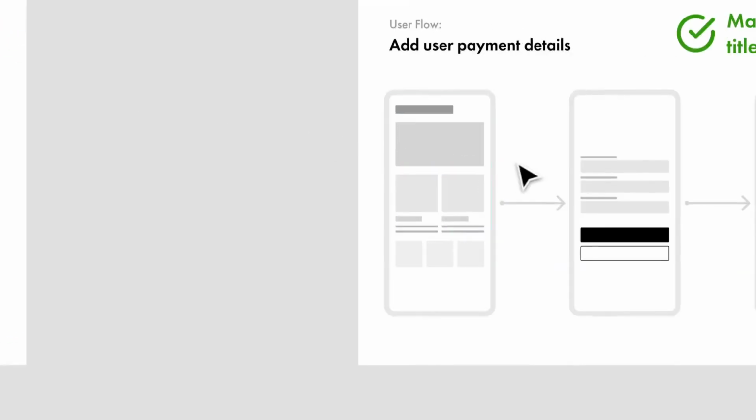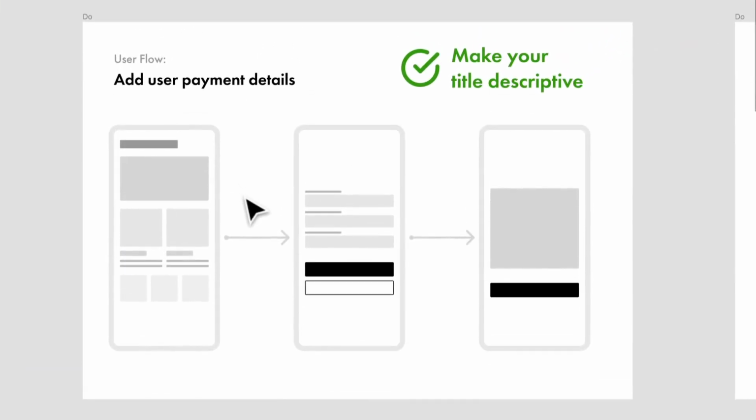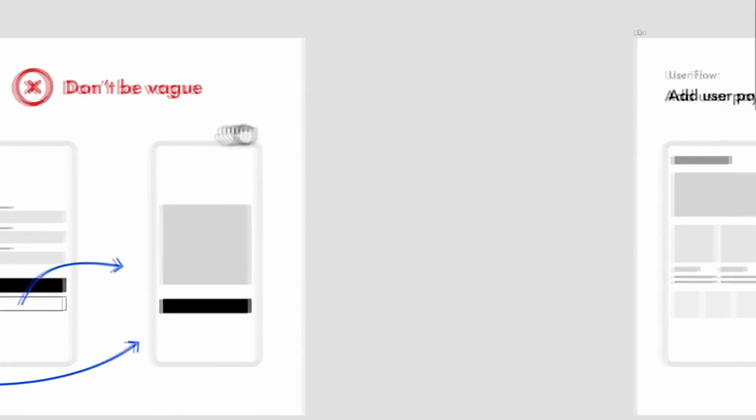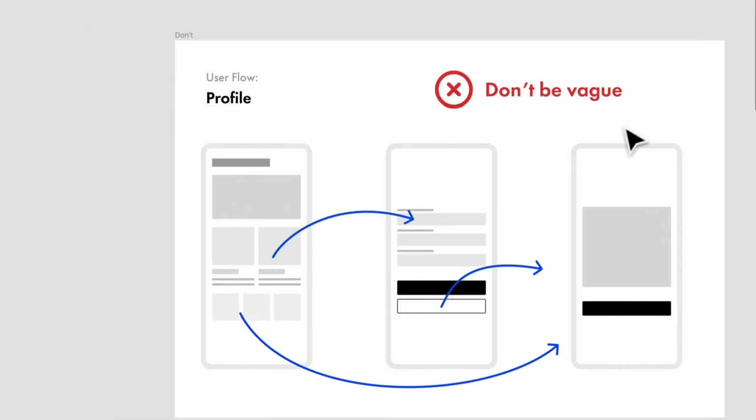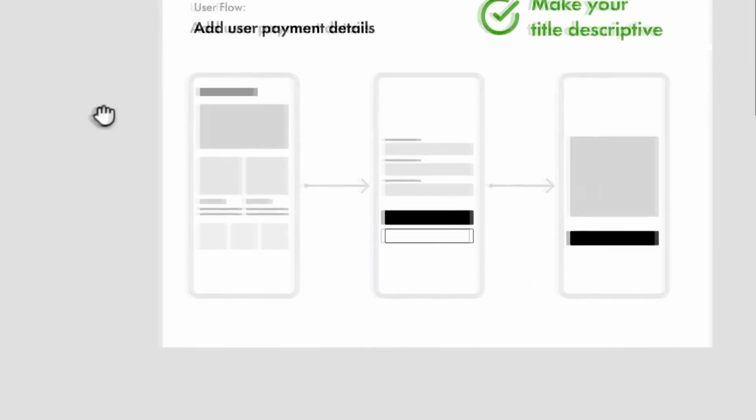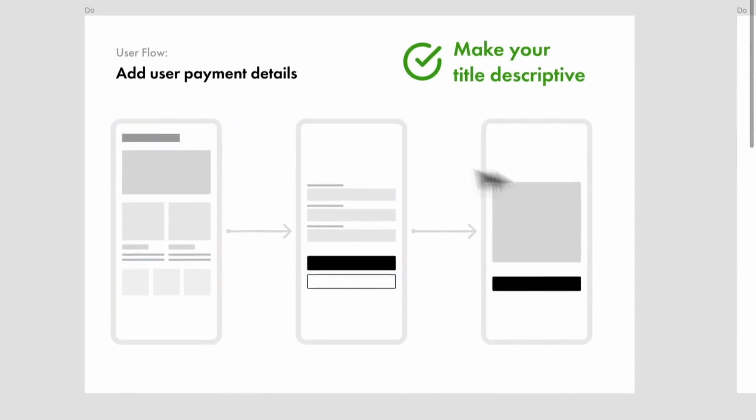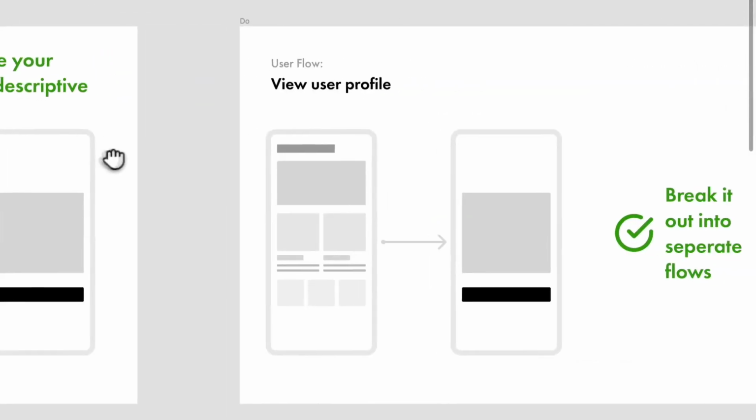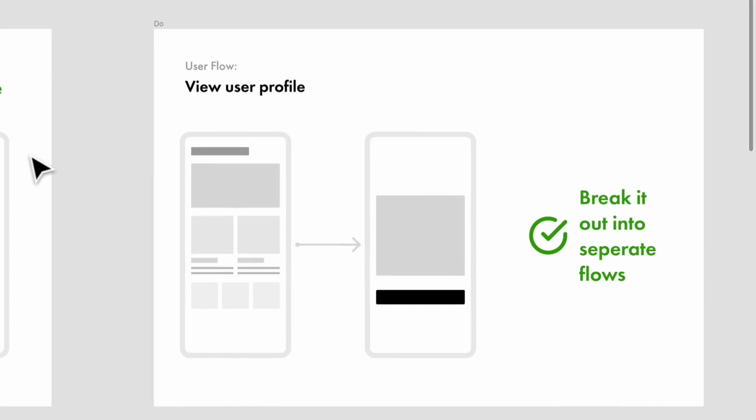Instead, let's move up over to here. Instead, you should use more descriptive names, like add user payment details in comparison to just profile or something like that. Organize them into separate flows also if you need to. If you have something that's a little bit more complex, by naming your flows, you're able to design from the user's perspective, and you can split goals based off of their goals.